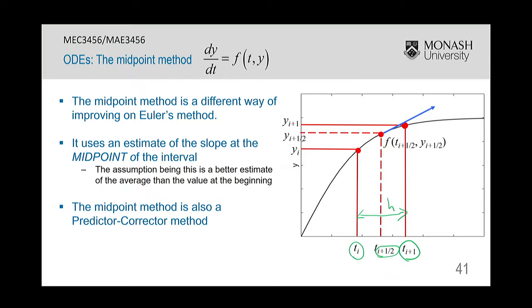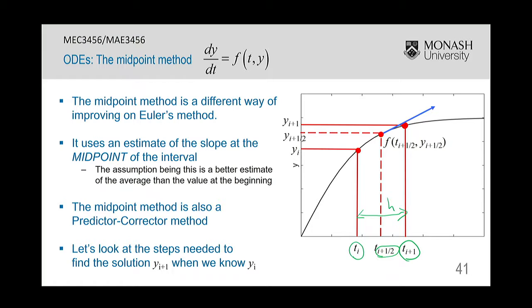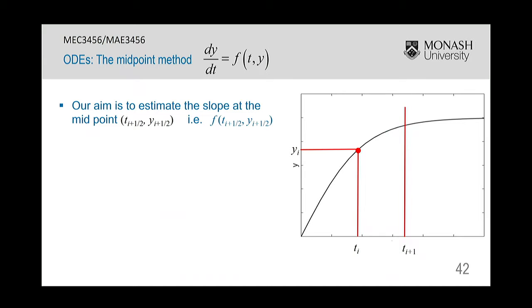The midpoint method is also a predictor-corrector method, just like Heun's method. So let's look at the steps we need to find the solution y_i plus 1 when we already know y_i. Our aim is to estimate the slope at the midpoint, in other words at the point t_i plus half, y_i plus half, and substitute that into the right-hand side function. The problem is we don't know what y_i plus half is. It's something we need to try and estimate.